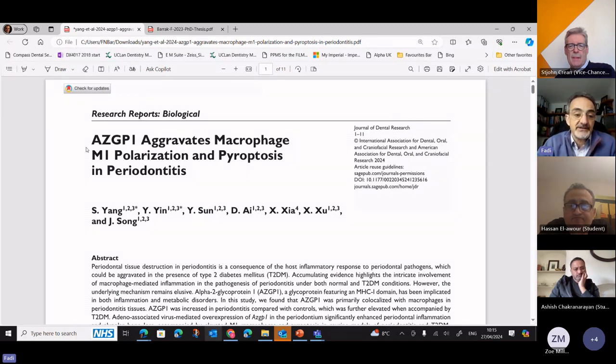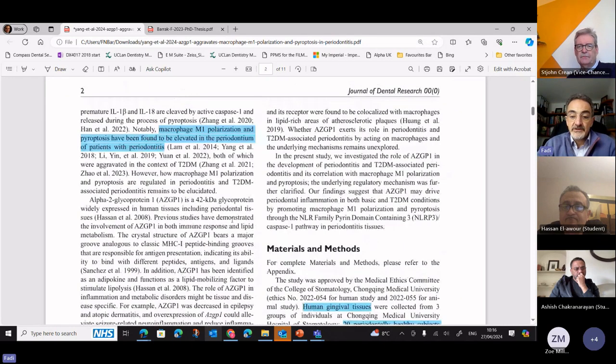But they reckon that this glycoprotein might be one of the factors involved in this macrophage polarization and pyroptosis in periodontal disease. What's the point of that? Well, if that's the case, it could potentially be a target for therapy in the future, even if it's local therapy. So what they've done, let's have a look.